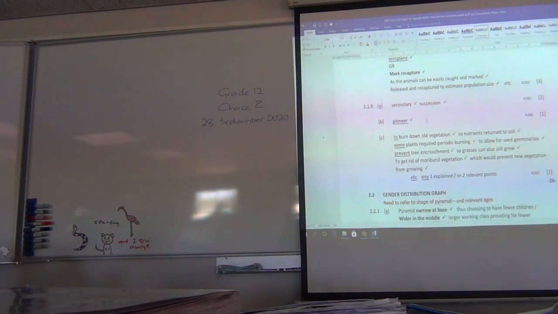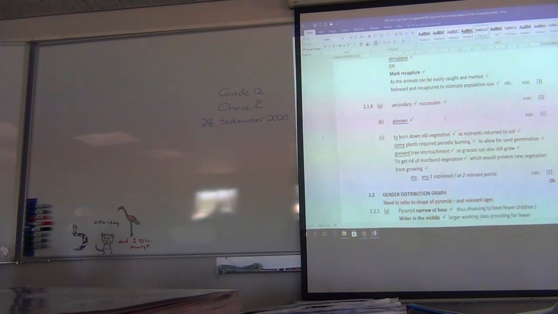Okay. Right. So this one, it is secondary succession. Do you all know why? The type of community found in Plot 5 would have been the pioneers. And what is the importance of periodic fires in this region? To burn down old vegetation to get nutrients to return to the soil, or certain plants require periodic burning to allow for seed germination.